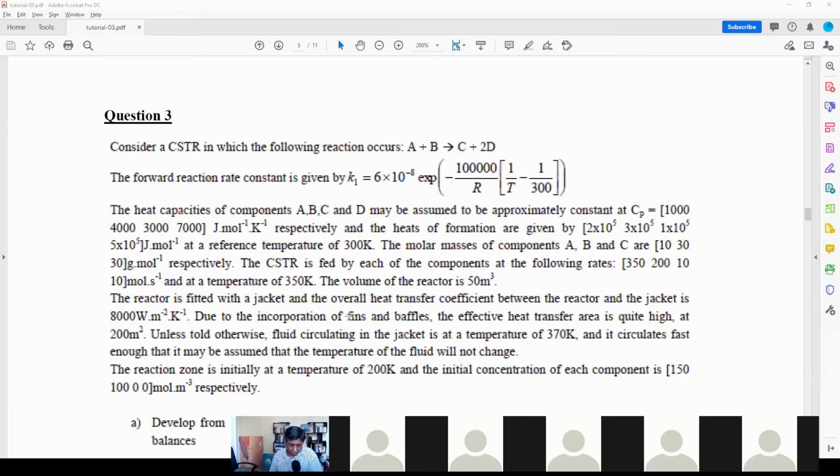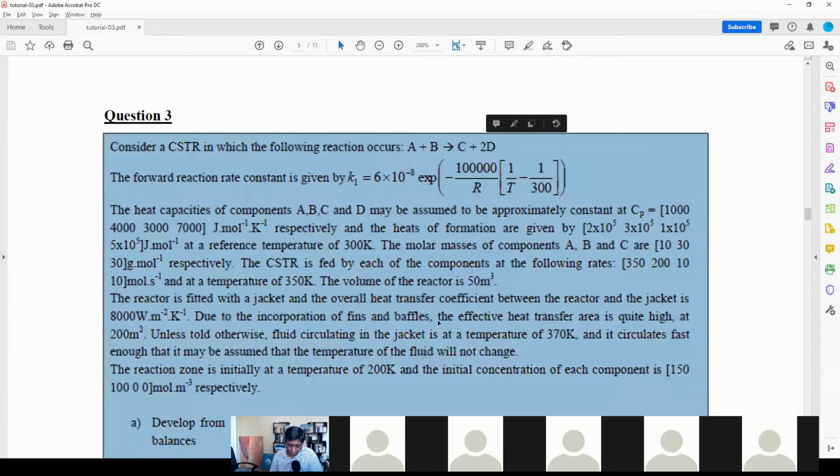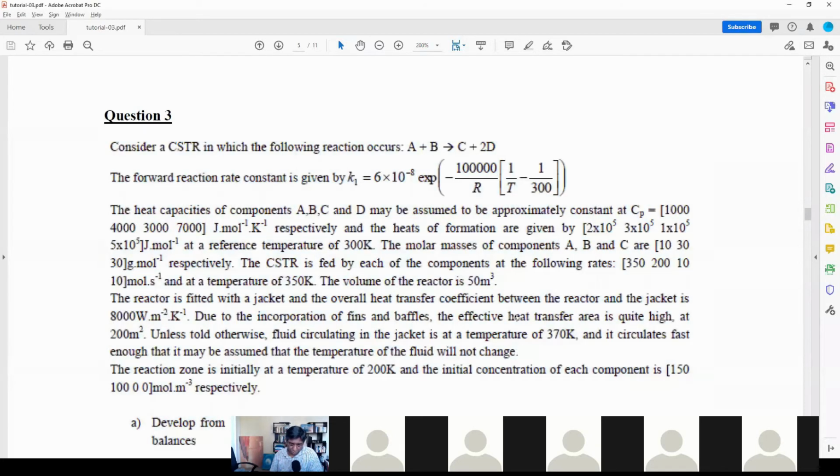And then because of including all kinds of heat transfer geometry, we get quite a high heat transfer area, 200 square meters. In a 50 cubic meter reactor, we are getting 200 square meters. So if you think about the area of 200 square meters, clearly we need to be using lots of packing and things like that. And then unless told otherwise, the fluid in the jacket is 370 Kelvin.